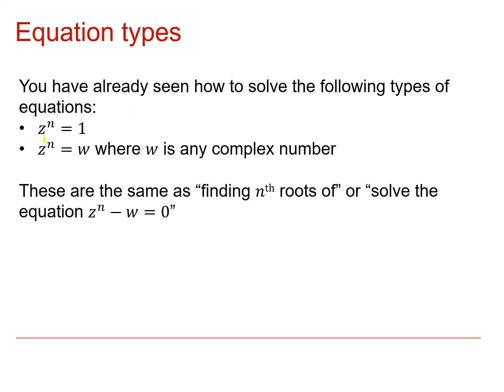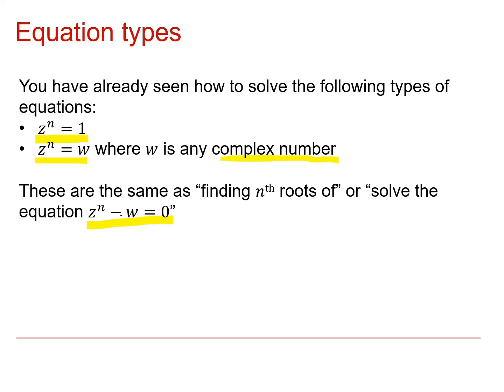We've already seen how to solve equations like z to the n equals 1 and z to the n equals w, where w is any complex number. For z to the n equals 1, we talked about the nth roots of unity, and indeed we talked about the nth roots of any complex number. However, sometimes we write this as something equals 0, so z to the n minus w equals 0 is another alternative that you'll see for this type of equation.